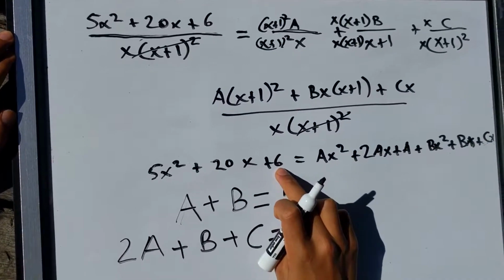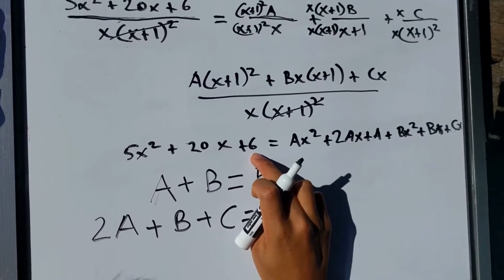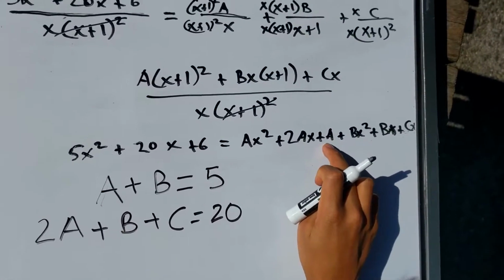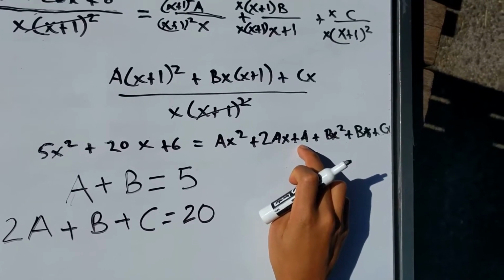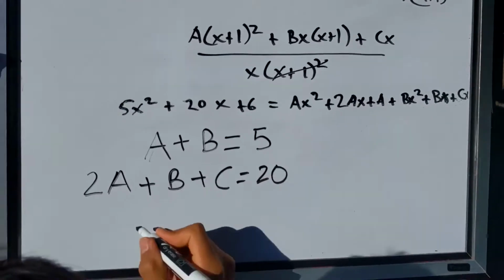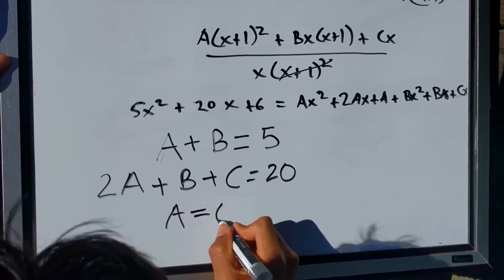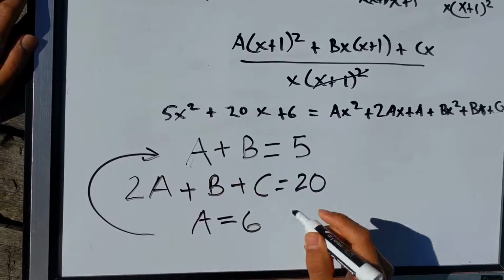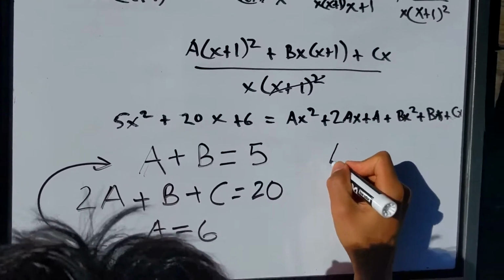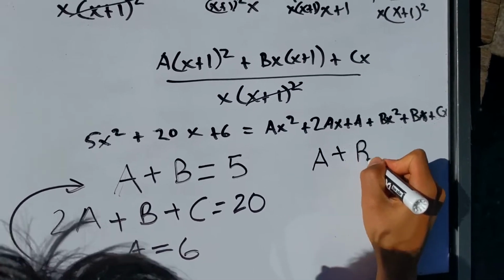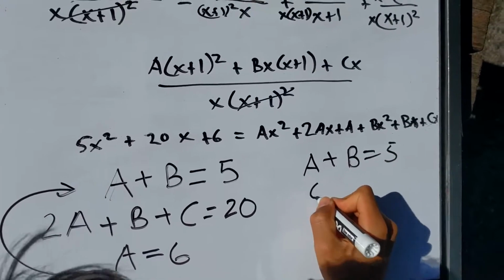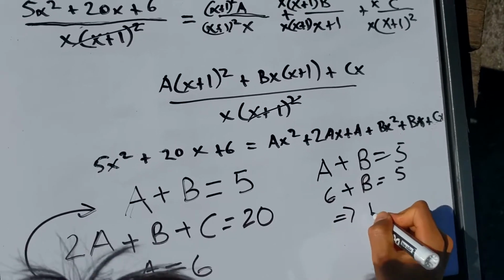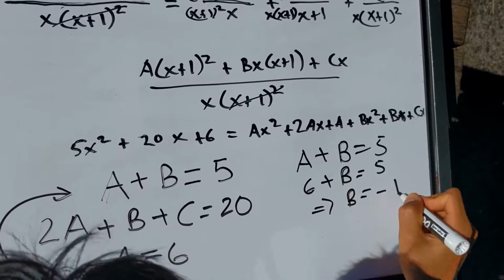Now, since we have only the constant, which has a variable of x to the power of 0, we can match that to a, which has a variable of x to the power of 0. So a equals 6. Since we have the value of a, we can now substitute it into the first equation and find that a plus b equals 5. Therefore, 6 plus b equals 5, and b equals -1.